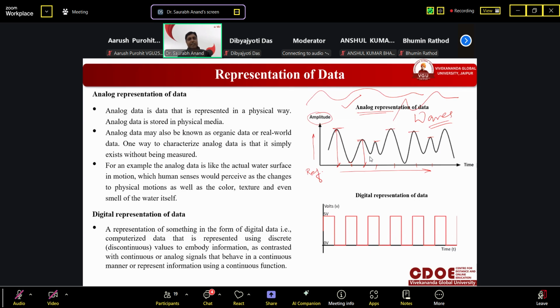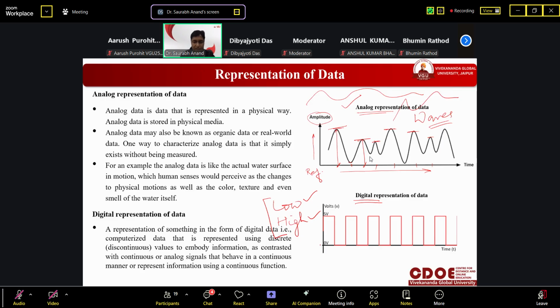Okay, it may be any shape, right? It depends upon the data, it depends upon the information. And same we have the digital representation. Digital representation means it may be low or high. There's no third level. In analog representation, there are various levels: this is one level, this is two level, this is three level, this is four level. So it has infinite levels, but in case of digital, it has only two levels, high and low.